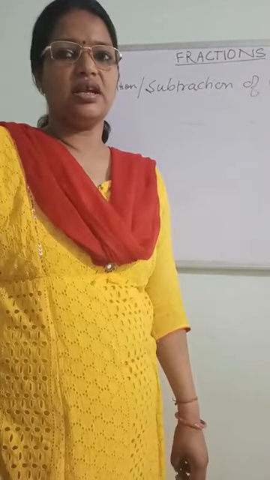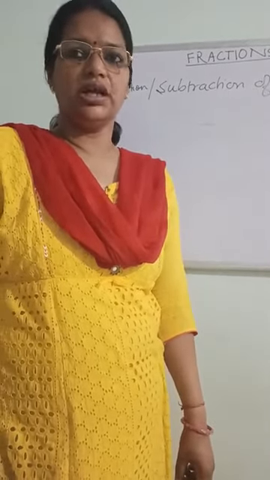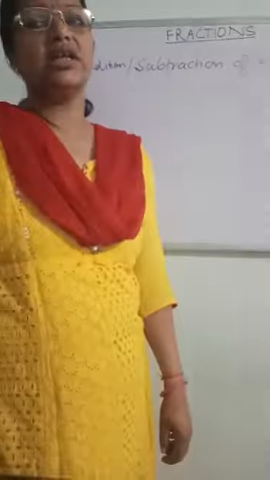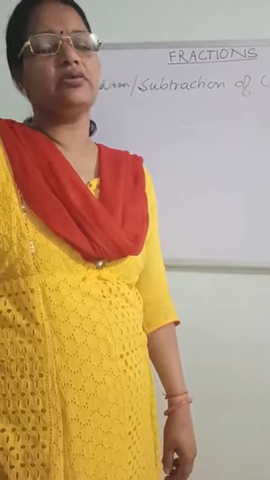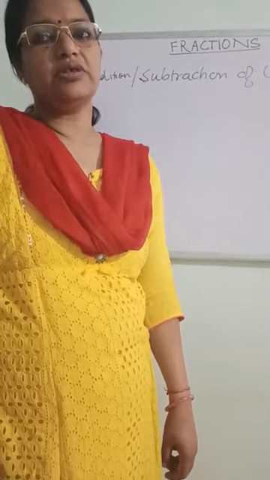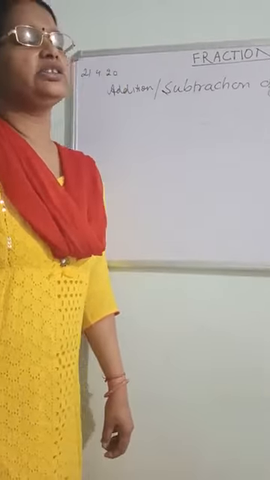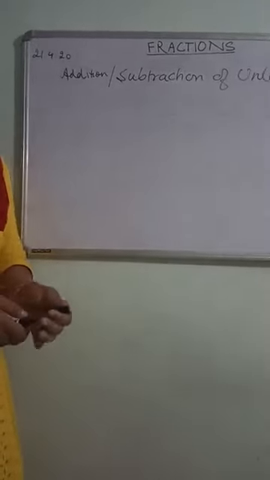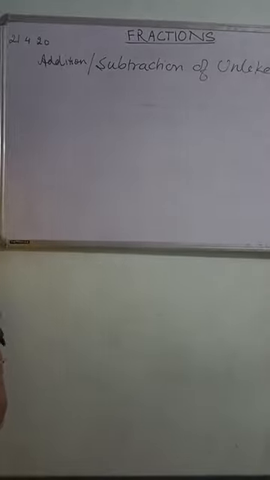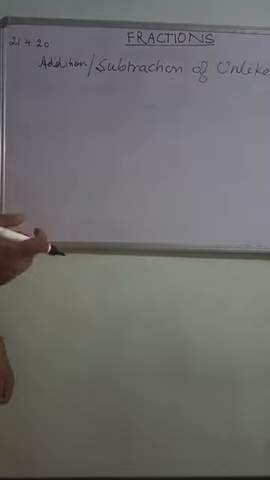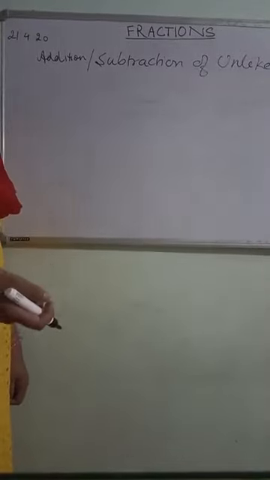So today, as I said, we will be starting the addition of unlike fractions. So, addition of unlike fractions. Before starting this topic, again I would like to revisit the concept of like fractions and unlike fractions. So what is a like fraction and what is an unlike fraction? The fractions whose denominators are equal are known as like fractions, and fractions whose denominators are not equal are known as unlike fractions.